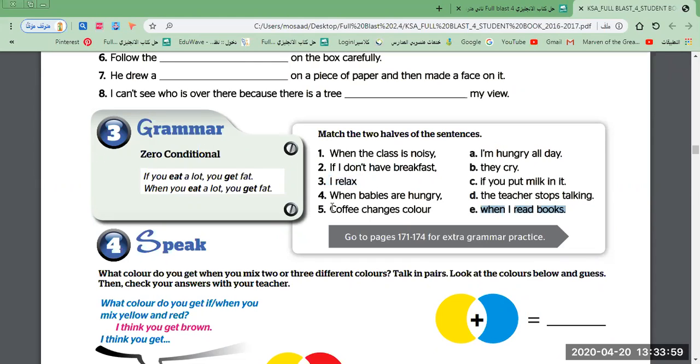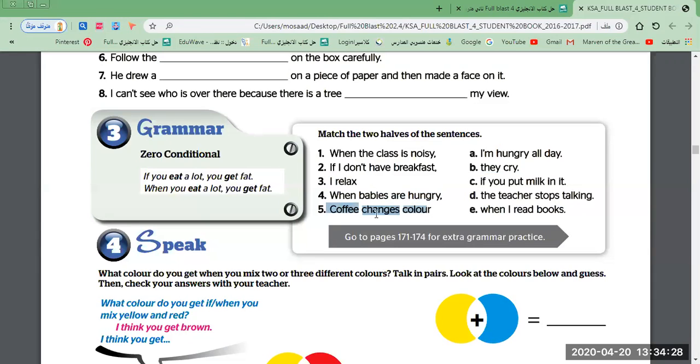Thank you. Number 4, when babies are hungry. The word when here is like the word if, they are the same. When babies are hungry, what's the answer? Who can read? B. They cry. Yes, B. They cry. The last one, Rakan, read number 5.